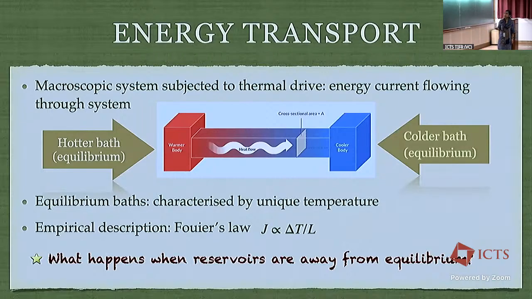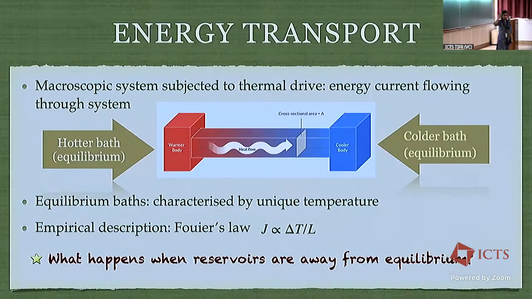Typically, what is considered is that the hotter body and the colder body are in equilibrium, so each has a unique temperature. We have a uniform temperature in this room, a warmer temperature, and outside there is an ambient temperature. This is understood from an empirical and also a statistical mechanics point of view. There's Fourier's law, which says that for small temperature differences, the current is proportional to the temperature difference.